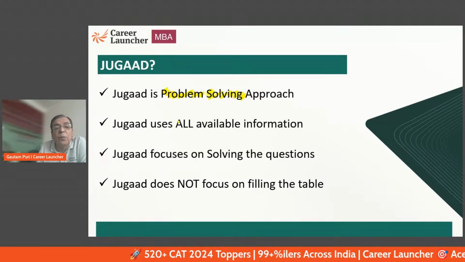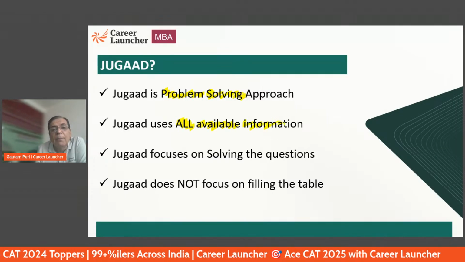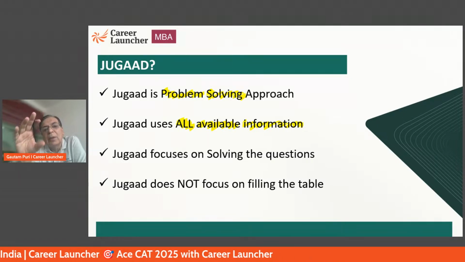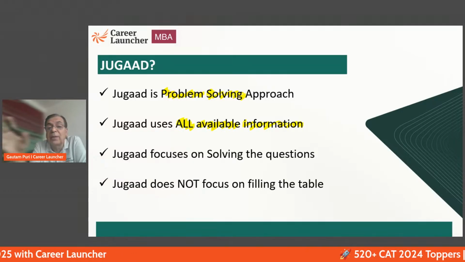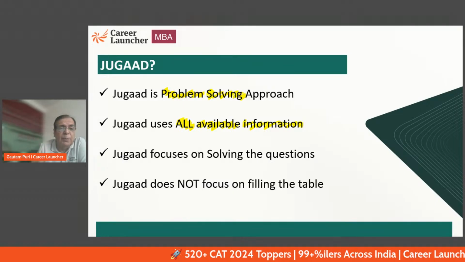What Jugaad does is it forces you to use all available information. Most students focus on the information only in the data set. They miss out the information in the question, the choices and other places. Jugaad says to use all information. We'll come to that in this particular paper also.